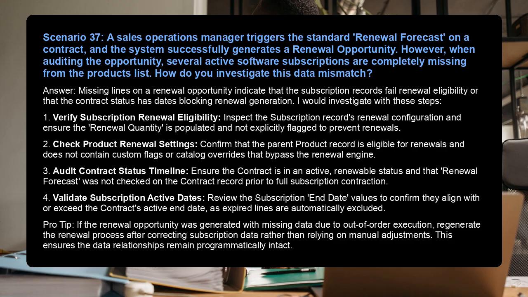4. Validate subscription active dates. Review the subscription end date values to confirm they align with or exceed the contract's active end date, as expired lines are automatically excluded. Pro tip: if the renewal opportunity was generated with missing data due to out-of-order execution, regenerate the renewal process after correcting subscription data rather than relying on manual adjustments. This ensures the data relationships remain programmatically intact.